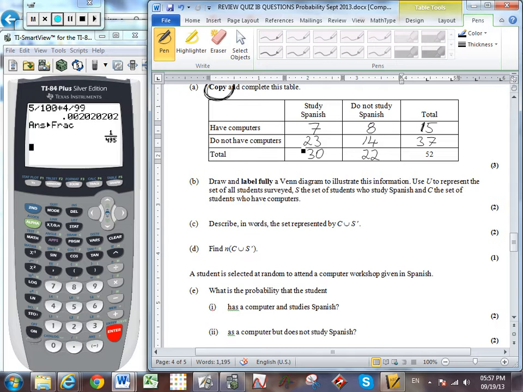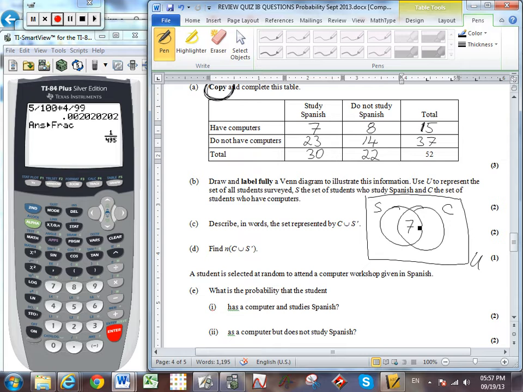Part B. We now need to draw and label a Venn diagram to illustrate this information. So S are the ones who study Spanish, C the ones who have a computer, and they're inside the universal set of all 52 students. We can see that there's 7 who study Spanish and have a computer, so they go in the middle here.